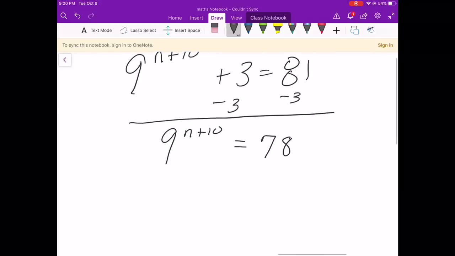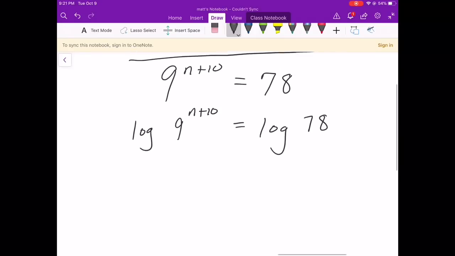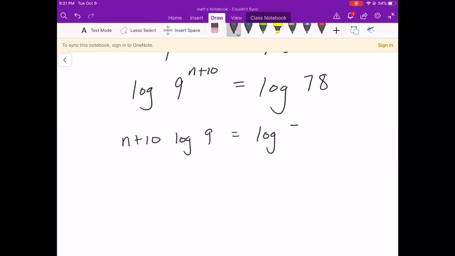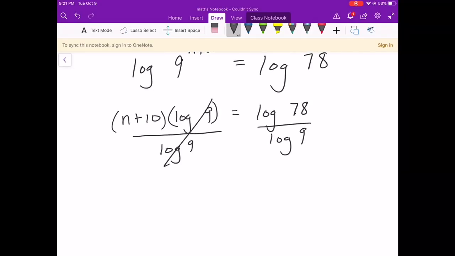And now I'm ready to start taking the log of both sides. So that's going to be log of 9 to the n plus 10 is equal to log of 78. And now that n plus 10 becomes a coefficient. n plus 10 times log of 9 equals log of 78. And again, I feel really good about log base 10 because that's in my calculator. This is being multiplied by this. So how do I unmultiply? I divide. So trying to get n by itself, I'm going to divide both sides by the log of 9. That way these guys cancel out.